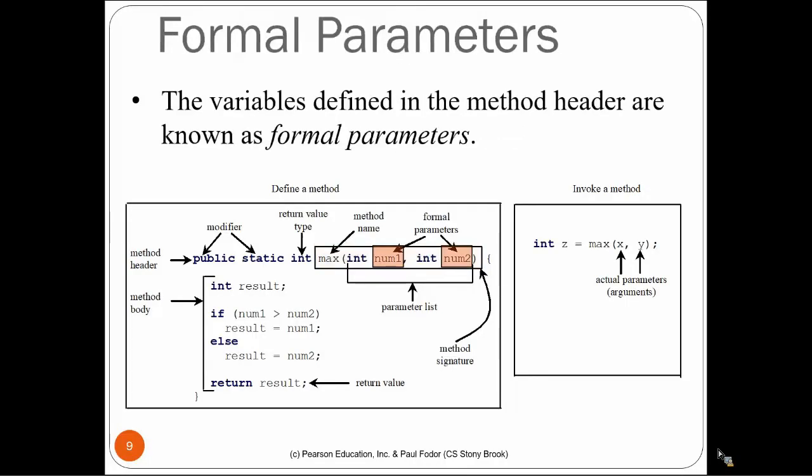Okay. So the formal parameters are really the sequence of parameters and their associated types, which are variables defined within the method header, and they are available within the method body. So once the method starts, we can use num1 and num2 as local variables. They will disappear the moment that we return the value or return from that method.